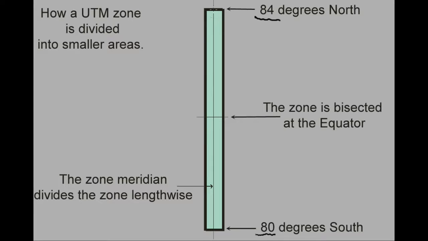Then running lengthwise in the middle of the zone is the zone meridian. You see this skinny little line running down here that I'll try to outline. This skinny little line, which is a lot straighter than what I've outlined, is the zone meridian. So between the zone meridian and the east boundary of the zone, and between the zone meridian and the west boundary of the zone, is 3 degrees of longitude, because the zone is 6 degrees of longitude wide.